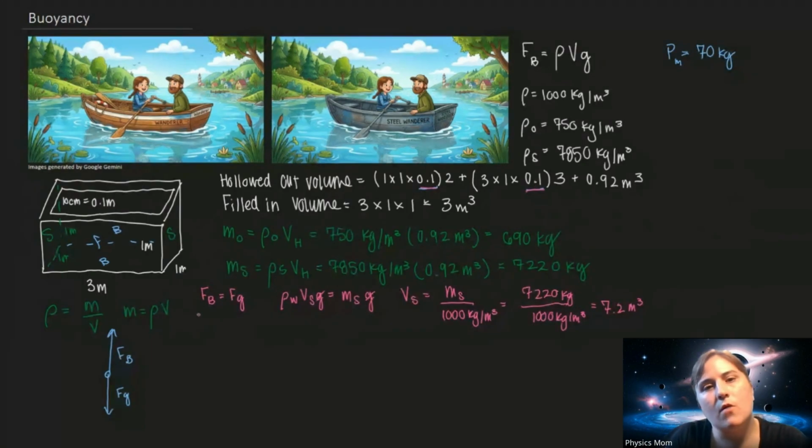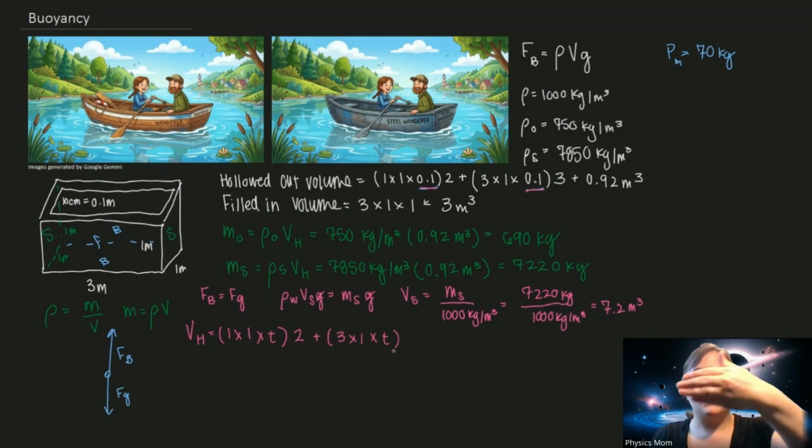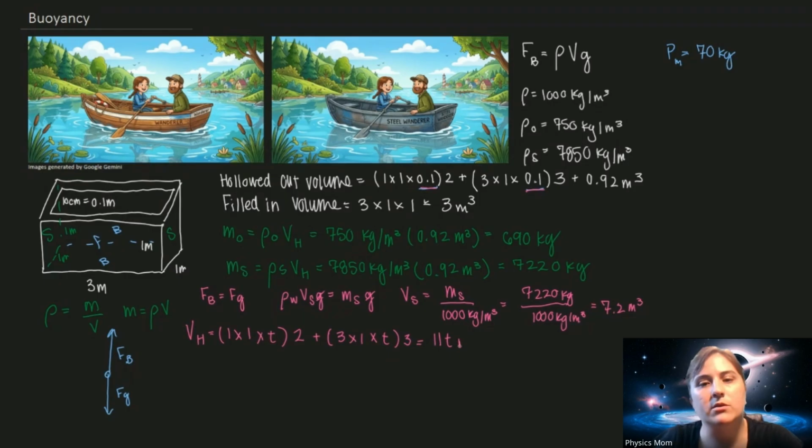So the hollowed out volume, VH, is still going to equal the 1 by 1, but I'm going to call this now by T for thickness. And there's still two sides, so that's still times 2. I'm going to still add to this the 3 by 1, but now it's going to be by T for thickness. And there's still 3, forward, bottom, back. Then that gives me a cumulative total of 11 times the thickness in meters cubed for my volume that I'm going to be working with. So this is the amount of volume of the steel boat that I could be working with.